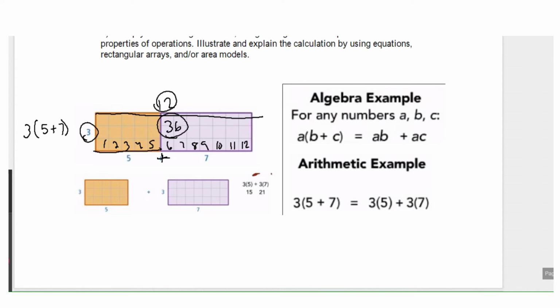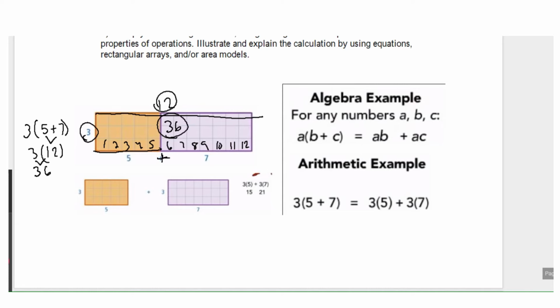So how did we get that? We added up the parentheses first. We got 5 plus 7, which is 12. And then 12 3 times is going to give us 36. Okay? So that's combining our parentheses first and then multiplying it by the 3.